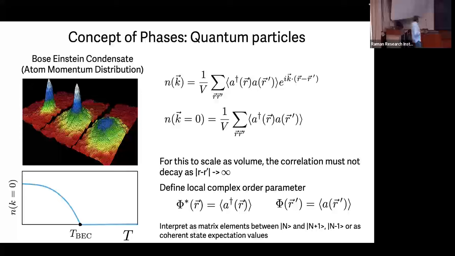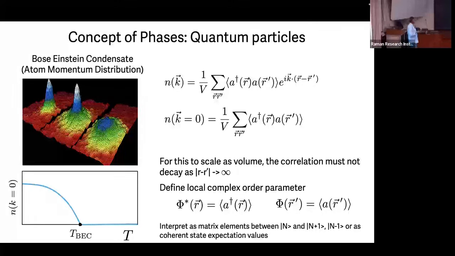But this leads us to a way of thinking about the order parameter for this example, which is to say, well, I can measure the momentum distribution, right? And maybe I can use that as an order parameter. Is n of k equal to 0 finite or is it actually 0? Is it non-zero or 0? And that would serve to distinguish the two phases, the normal phase from the Bose condensed phase, right?